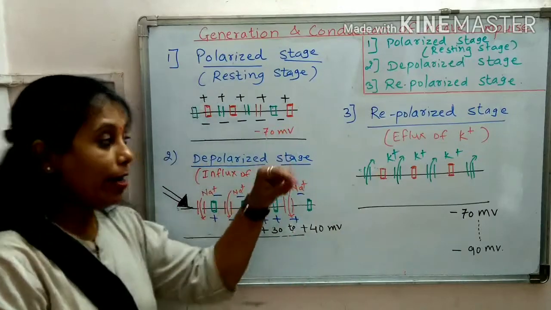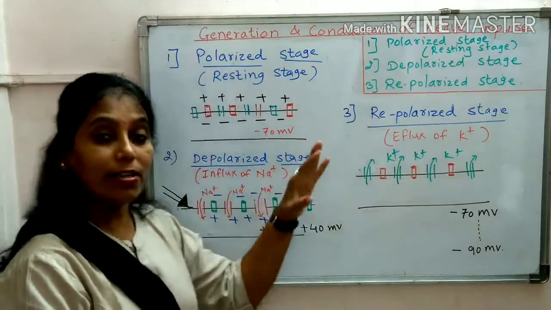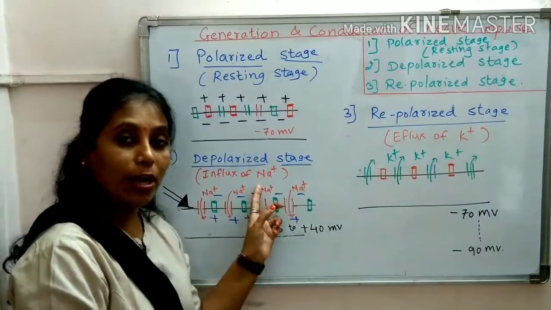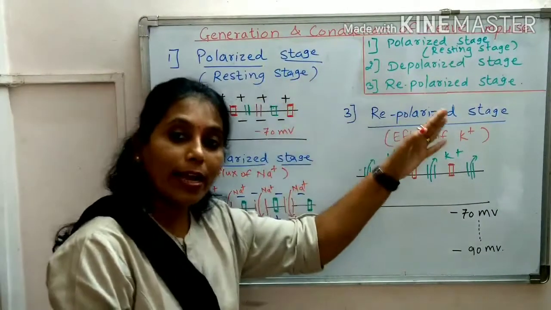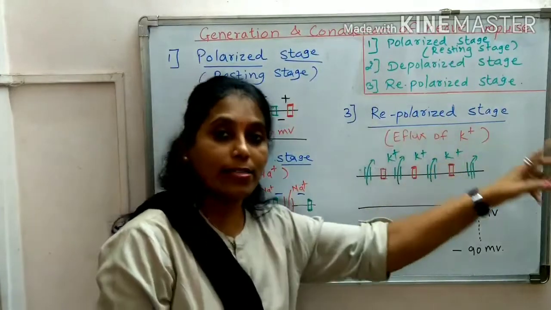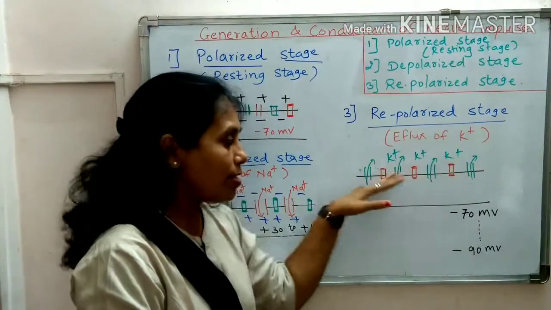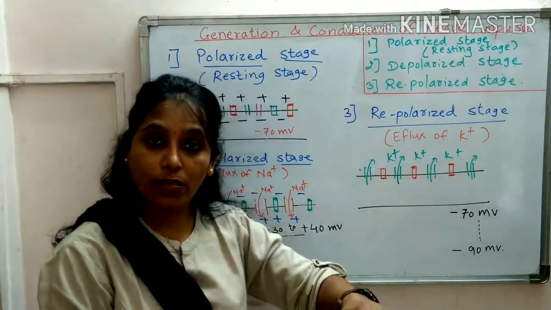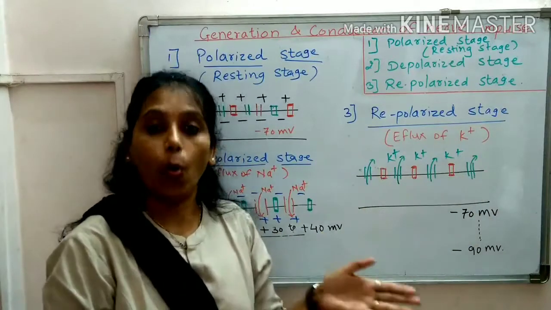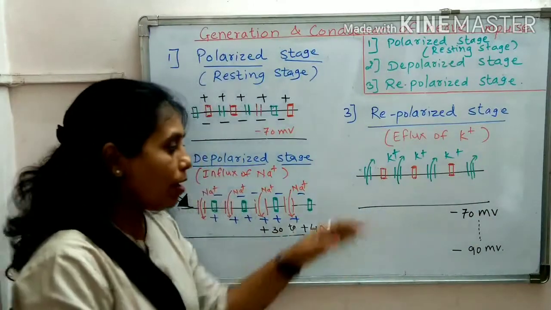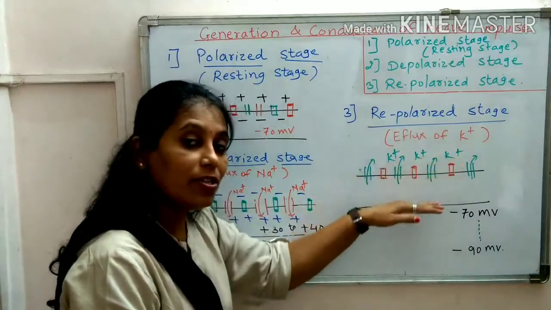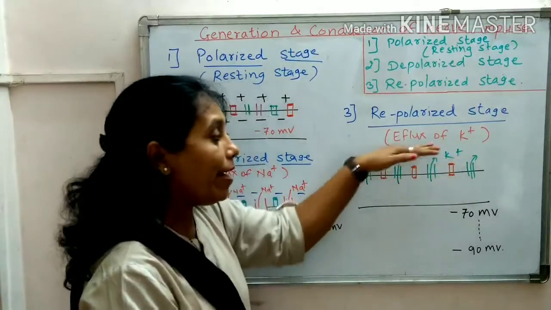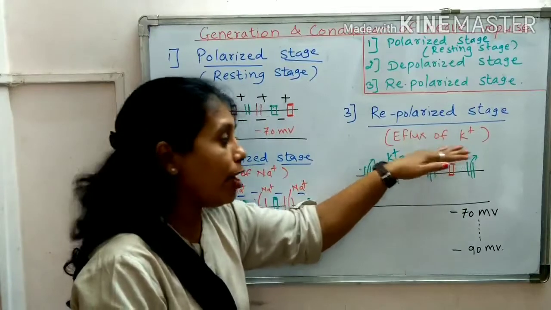After this, the neuron enters the third stage, which is called the repolarized stage. It means after depolarization, it again enters the polarized state, so it is called the repolarized stage. At that time, this is the axolemma. Here the sodium channels are closed, but the potassium channels open. As potassium channels open, more and more potassium runs out of the axon, meaning it enters the extracellular fluid.